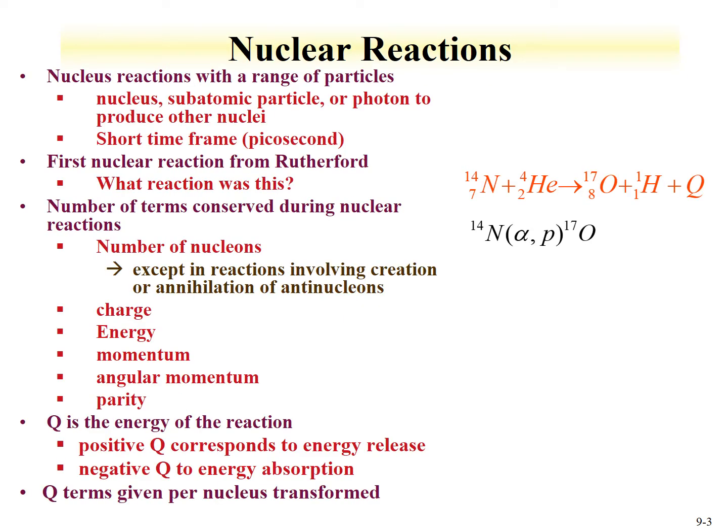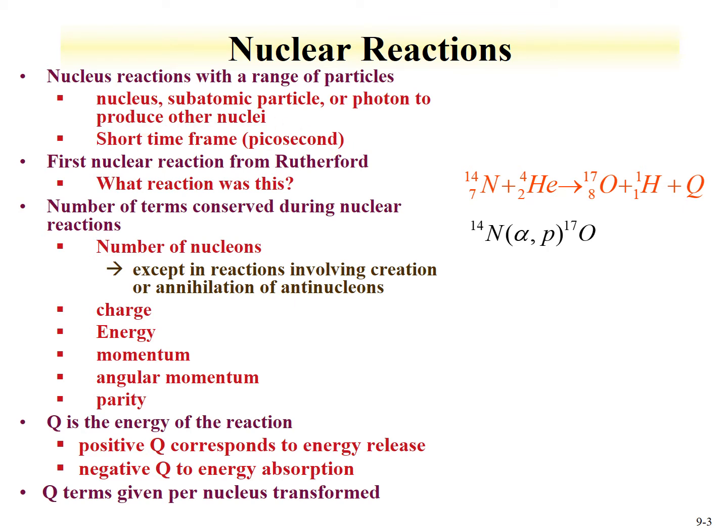We'll start off talking about nuclear reactions, just defining them. They're just a reaction with a range of particles. A nuclear reaction can occur with a nucleus, a subatomic particle, or a photon to produce other nuclei. So fundamentally, we're looking at a change of a target into a new daughter or a new product. These reactions occur in short time frames, picoseconds.